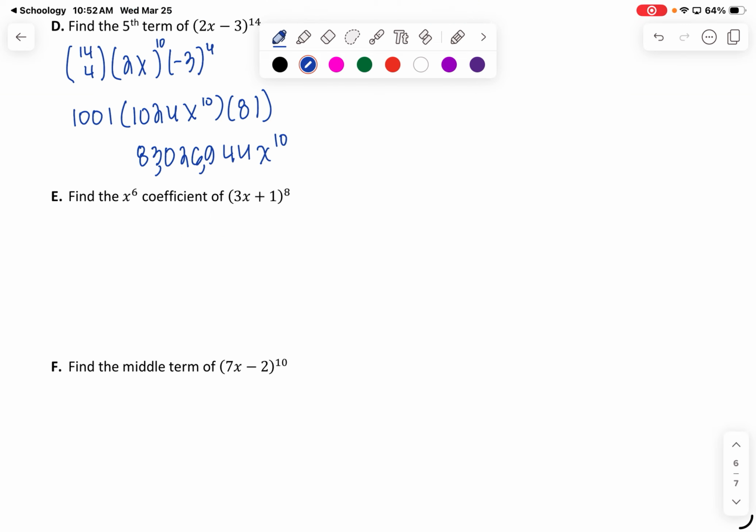Find the x to the 6th coefficient, okay? So I'm going to go like this on 3x plus 1 to the 8th power. So it's 8 choose, and then I am going to figure out what that is in just a second, right? This is 3x, this is 1. So I want it to be a 6th power. Those two have to add to 8, so this is a 2, and then those two always match, so that's a 2.